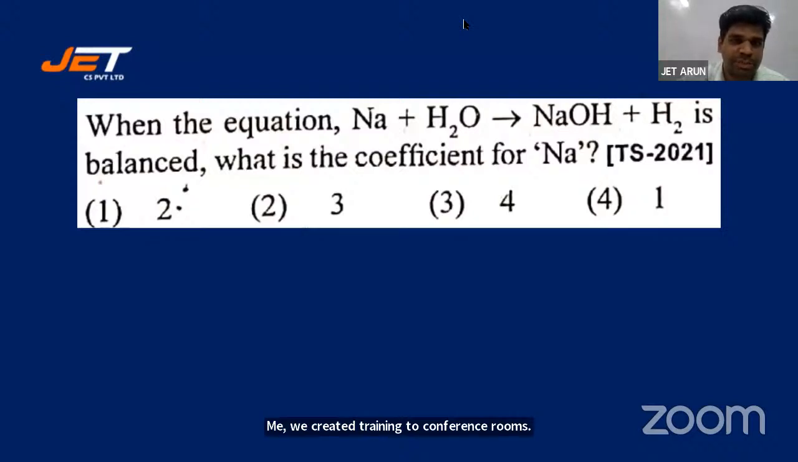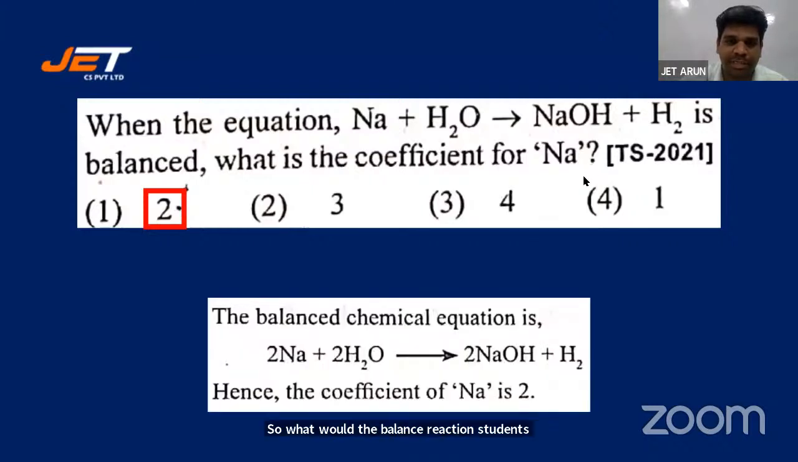All right, let's see the answer, students. It's 1. 1 is absolutely right. So coefficient of Na is 2. So what would be the balanced reaction, students? Here is the balanced equation. 2Na plus 2H2O gives rise to 2NaOH plus H2. Hence the coefficient of Na is 2. Yeah, so first option is absolutely right, students.